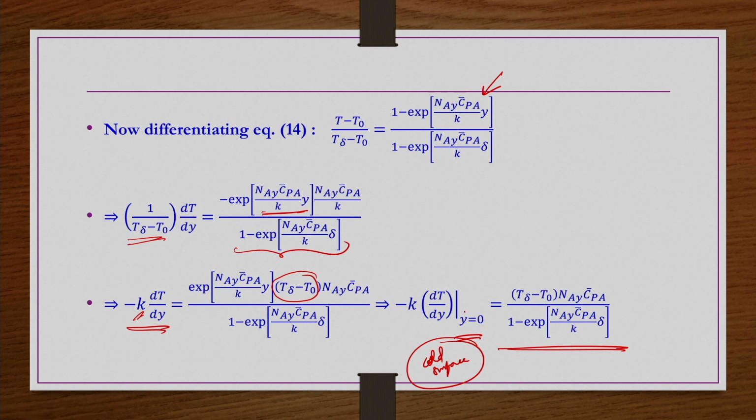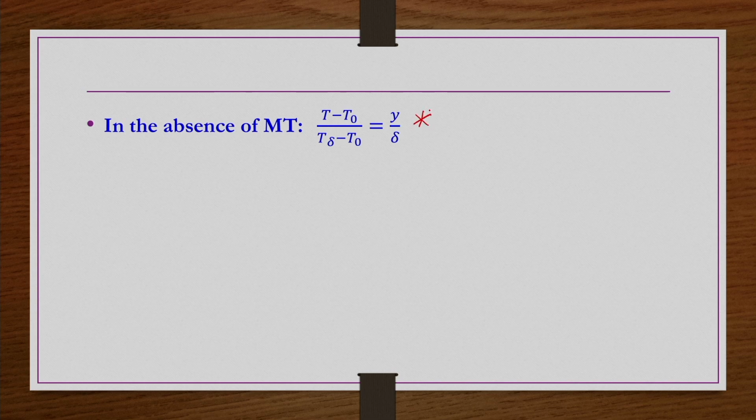Now this is the rate of heat transfer when there is a mass transfer. N_A is there, that means N_A is associated with the mass transfer. So the mass transfer contribution has also been brought into the temperature profile and then the subsequent heat transfer. But in the absence of mass transfer, the temperature profile is linear, that is this one.